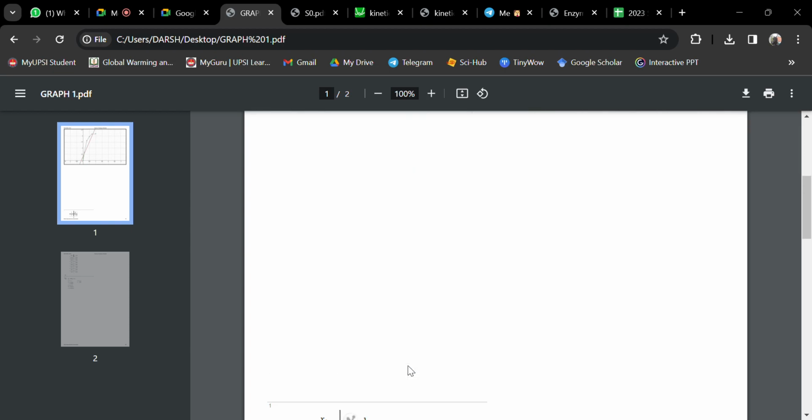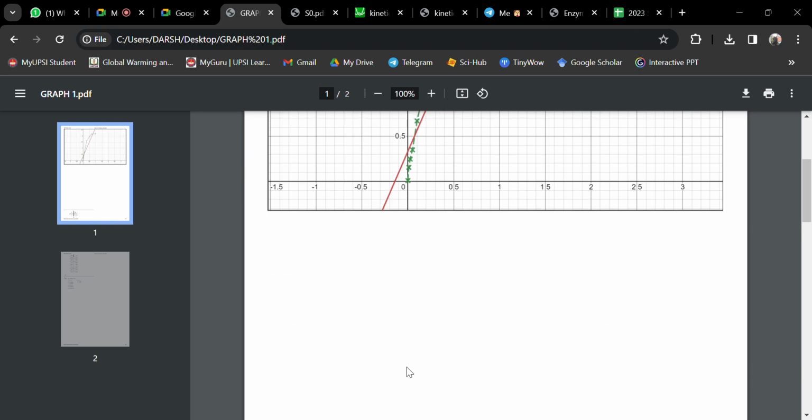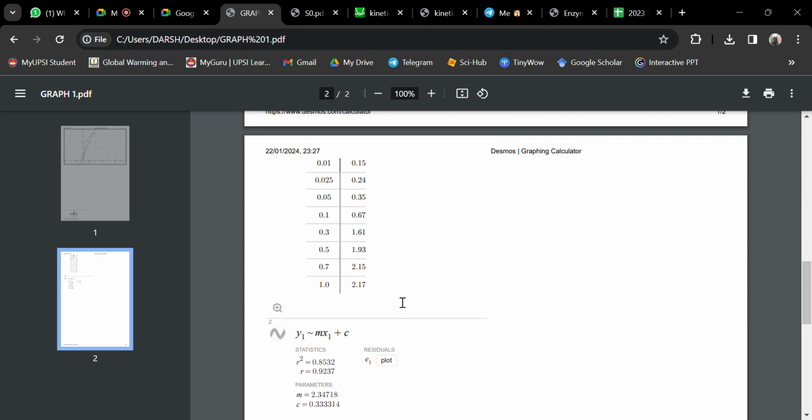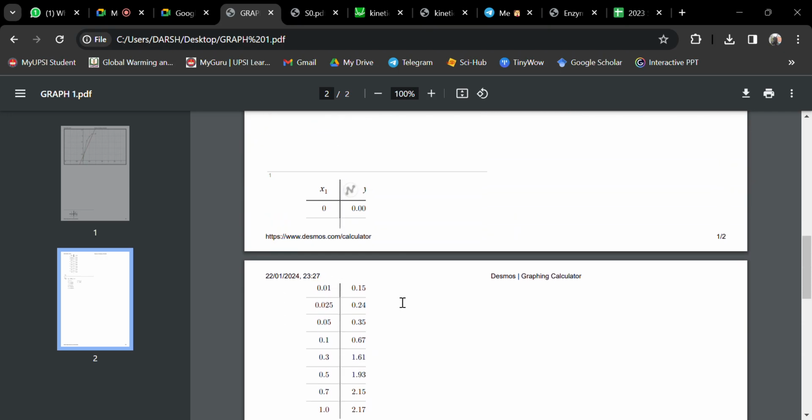Because your C is large, 0.3. If you get like 0.003, that is acceptable. It is nearly 0. Because your 0.3 is huge, big. If you get 0.003, that is near to 0. We can just ignore that C.